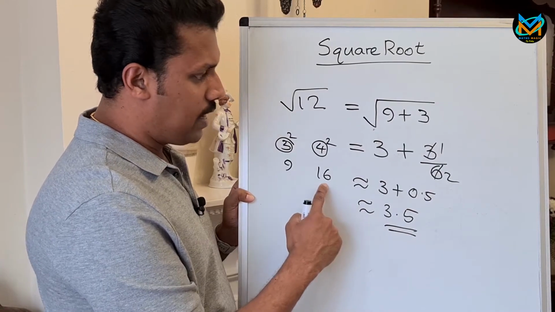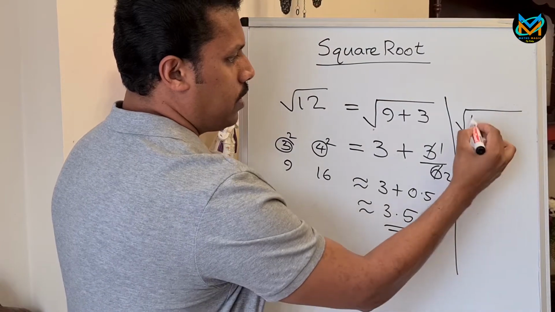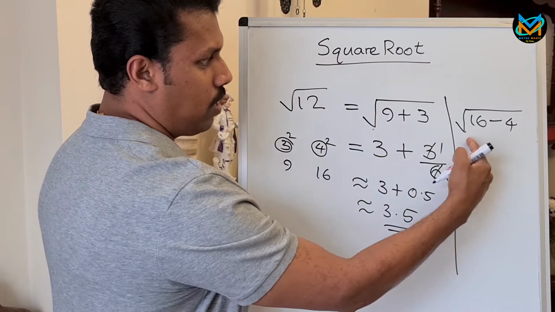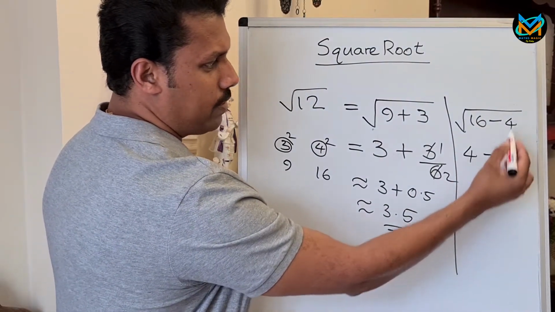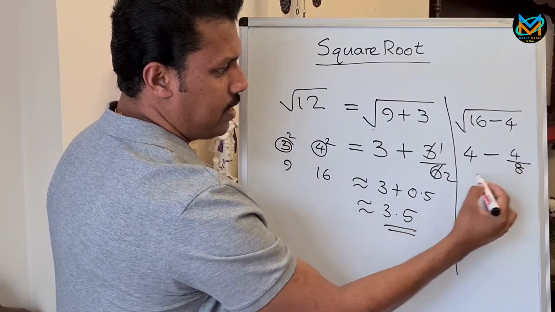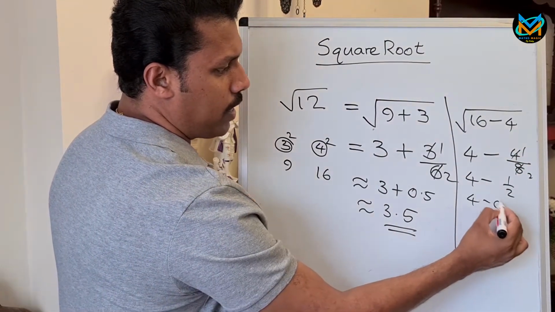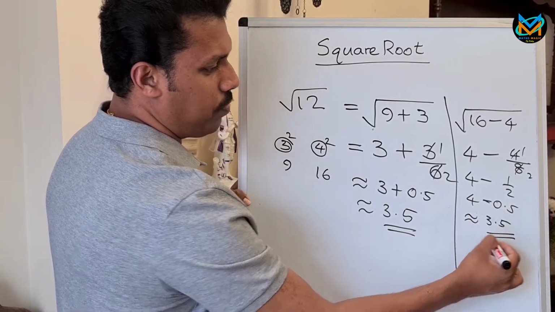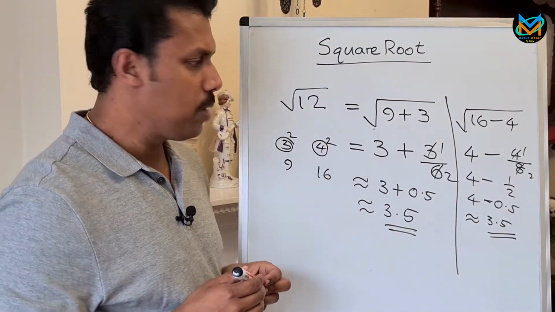If you're using 16, you can do it this way. 16 minus what is 12? 16 minus 4 is 12. Then the answer is the square root of 16, which is 4, minus 4 divided by double of this number. 4 times 2 is 8. Again, 4 minus, you cancel it, you get a half. That is 4 minus 0.5, which is also equal to 3.5. So the square root of 12 is approximately equal to 3.5.